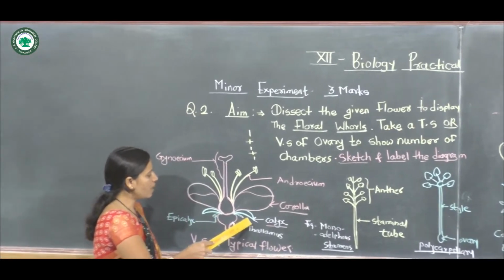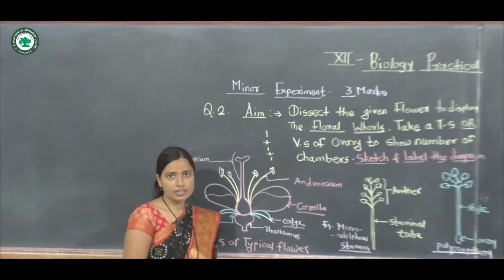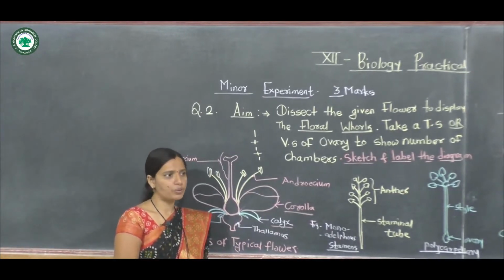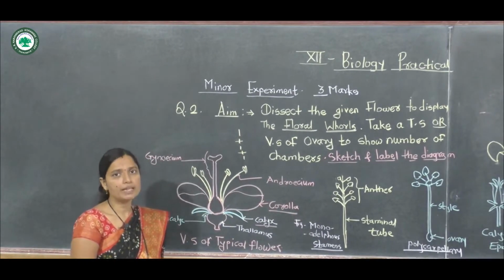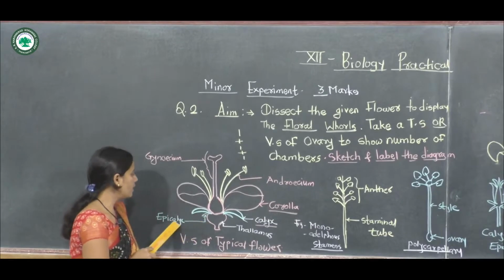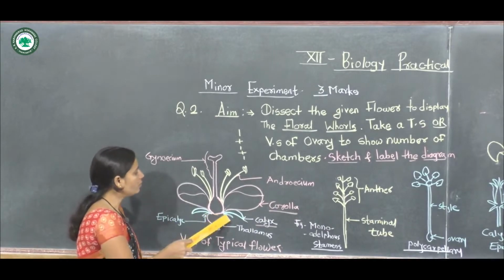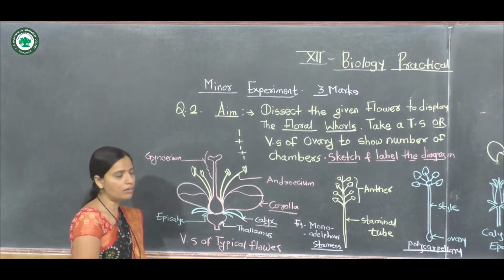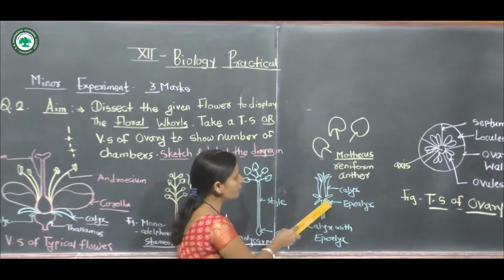The first part in dissecting the given flower, for example a hibiscus flower, is the epicalyx. This epicalyx is the outermost whorl of the flower, it is green in color, and it is found in this position.